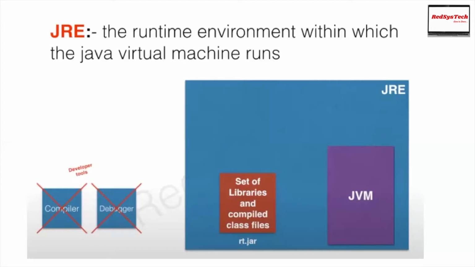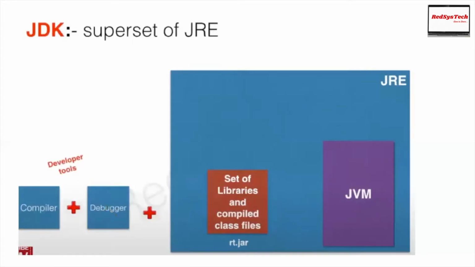But just to make a very clear point here, JRE is just a runtime environment within which JVM sits, wherein you will have other set of libraries. It is just to execute the class file into machine code and get it processed by the processor. JDK is kind of a superset of JRE. Basically, JDK is nothing but whatever the JRE contains, along with that, it will have developer tools.